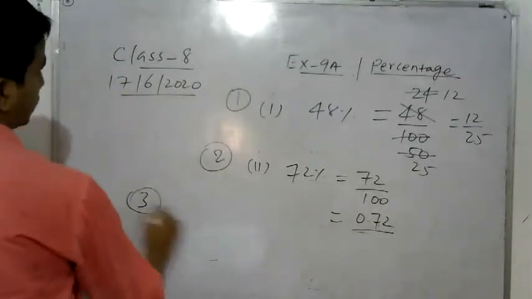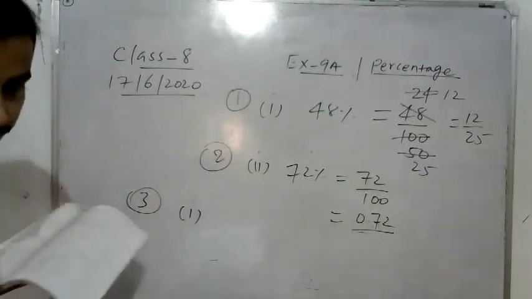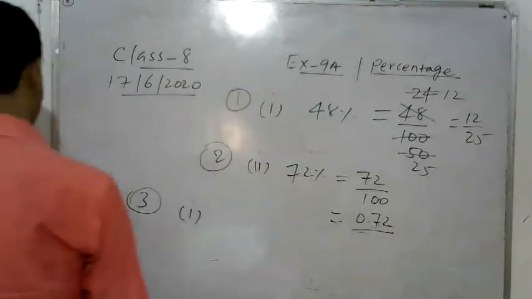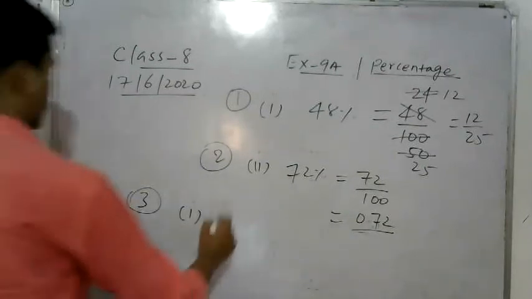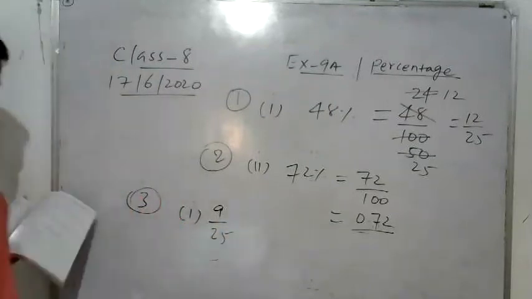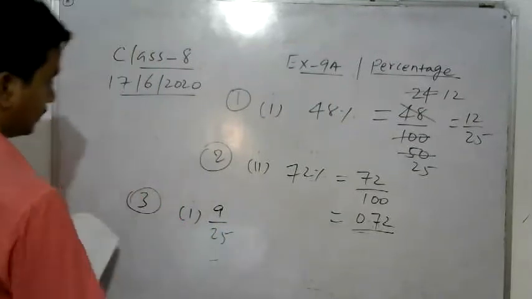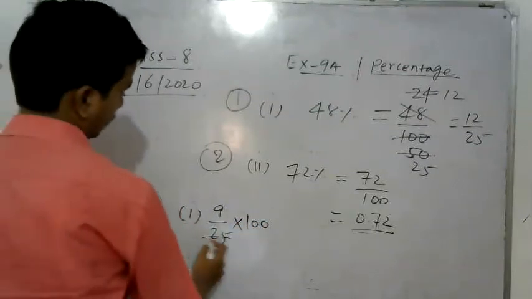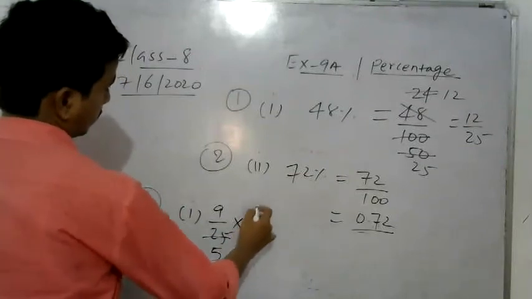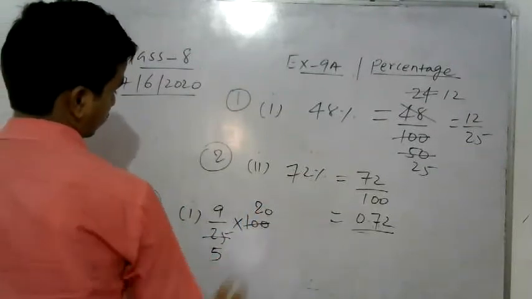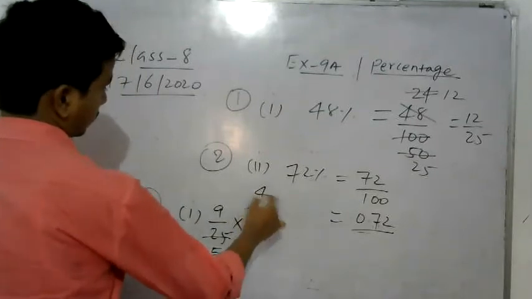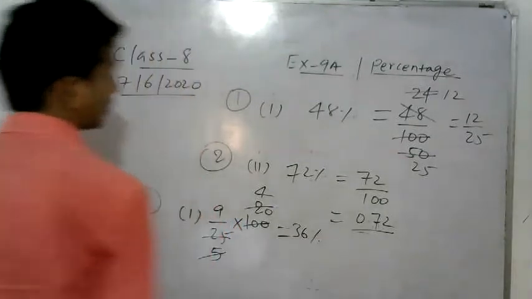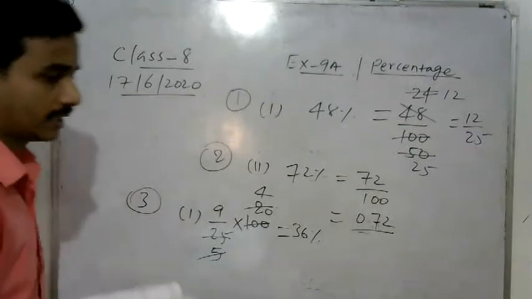Now, question number third, part first. How will we solve question number third part first? 9 by 25. We have to express this as a percentage. So multiply it by 100. So 5 5s are 25, and 5 20 times. Again, it will cancel, 20 by 4. So 9 4s are 36%. Okay, in this way you will solve parts 1 to 3.